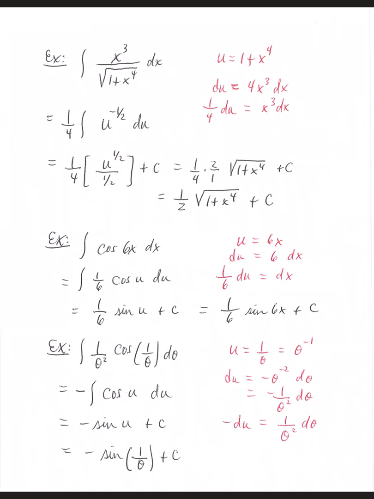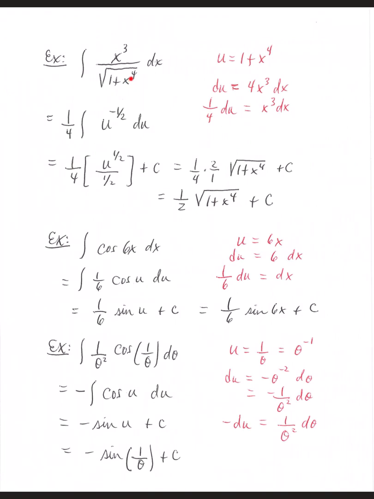In this example, we're going to look at an integral where we have a radical in the denominator. Again, I'm going to take the bulky part, 1 plus x to the fourth, and let u be equal to that. The derivative of u will be 4x cubed dx. In the original problem, we have x cubed dx. Solving for that, we get 1/4 du. x cubed dx can be replaced with 1/4 du.